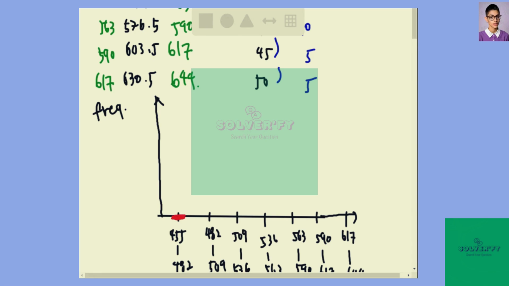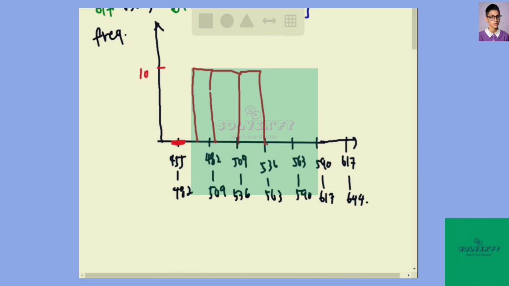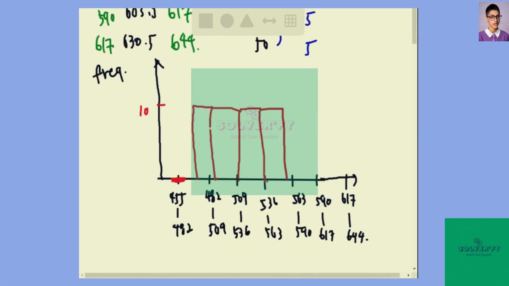Okay. Nothing. 482 to 509, we had a 10. So let's hit 10 over here like this. And it should be like this. And 509 to 536, we had another 10, right? Good. And 536 to 563, you have another 10. And we have another 10 over there. So so far, it's uniformly distributed, right? And 5 and 5. So 5 and 5, exactly half. Like this and like that.